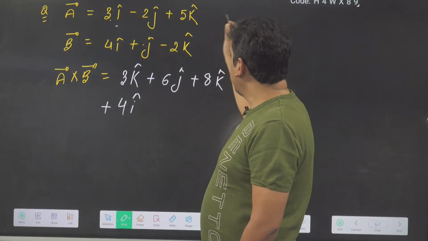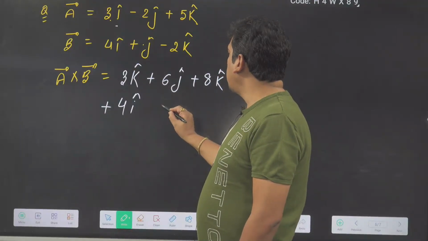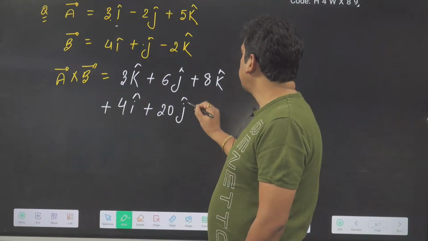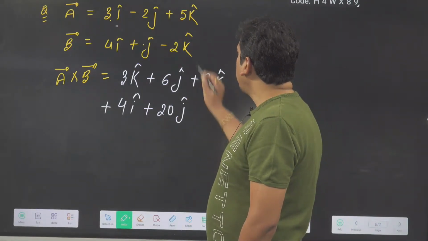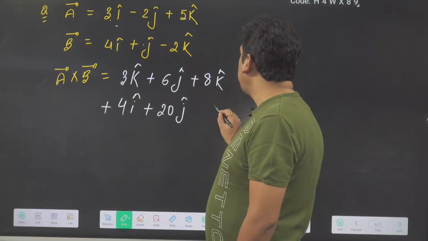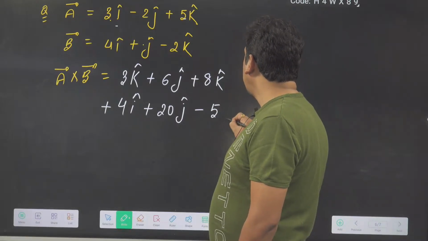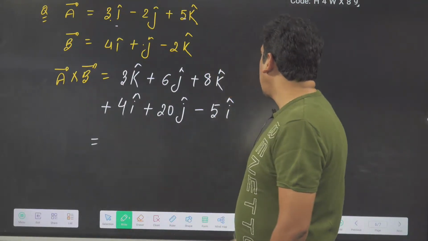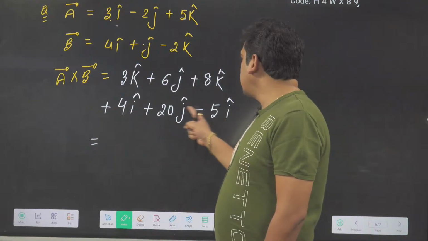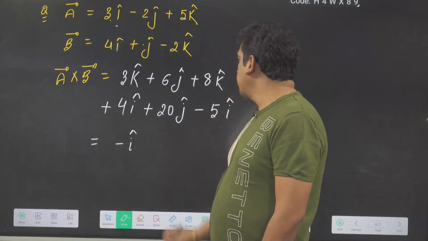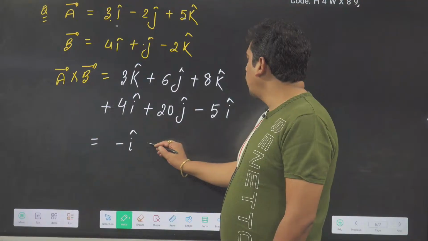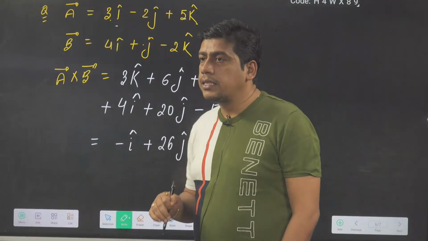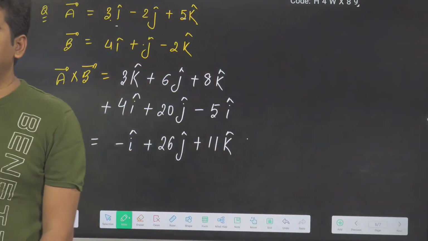Then 5 into 4 will be 20. And k cross I will be plus j. Then 5 into plus 1 will be plus 5. But k cross j will be minus I, k cross k will be 0. So all I terms, first of all, we will see. Minus 5 plus 4 will be minus I. And then 26 j cap plus 11 k cap. Any answer matching with this? Yes. ठीक है.